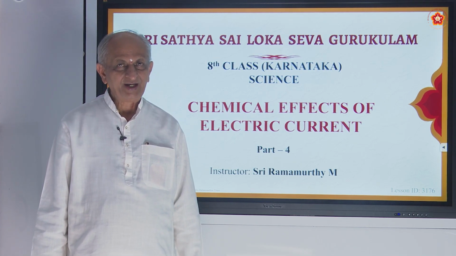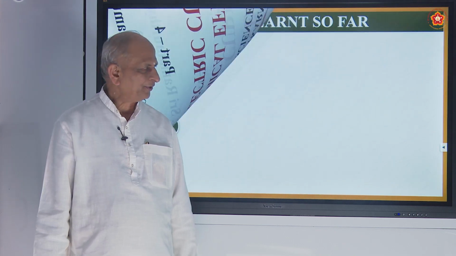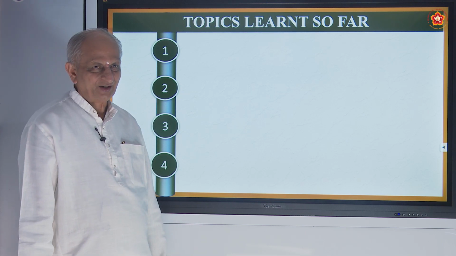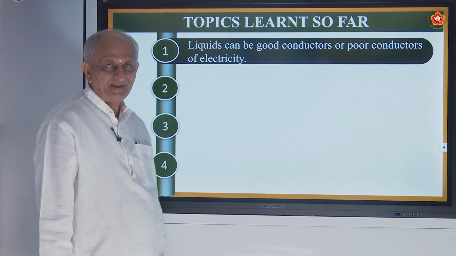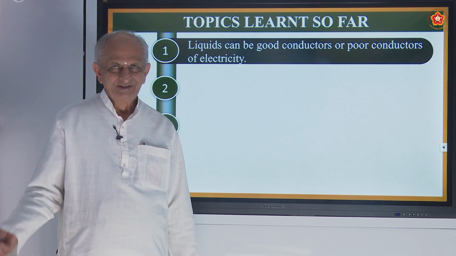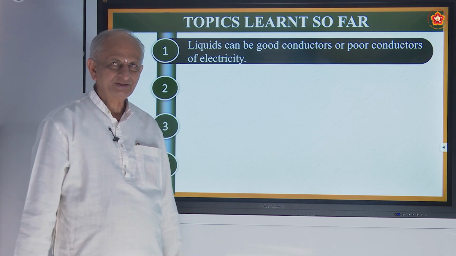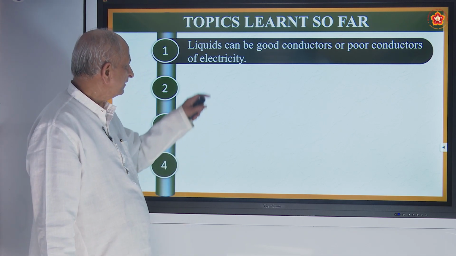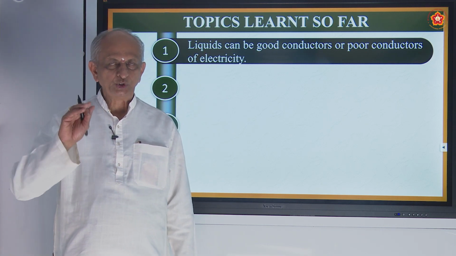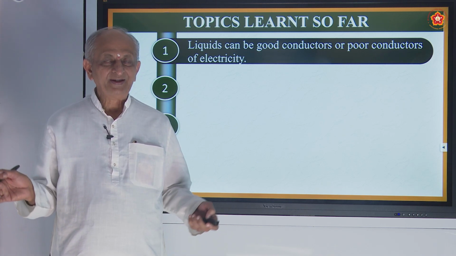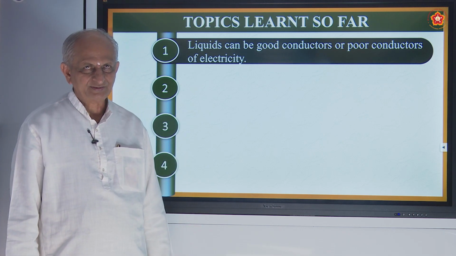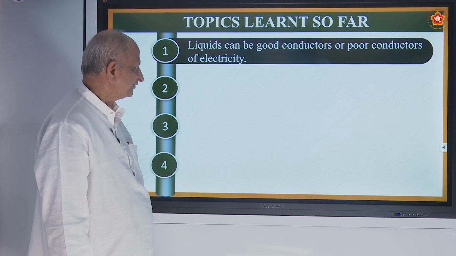Chemical effect of electric current. You heard about heating effect, magnetic effect earlier. Now we are discussing chemical effect of electric current. What do you mean by that? When current is passed through solutions, it may be liquids or it may be solution, then chemical reaction takes place. It decomposes. Is it not?